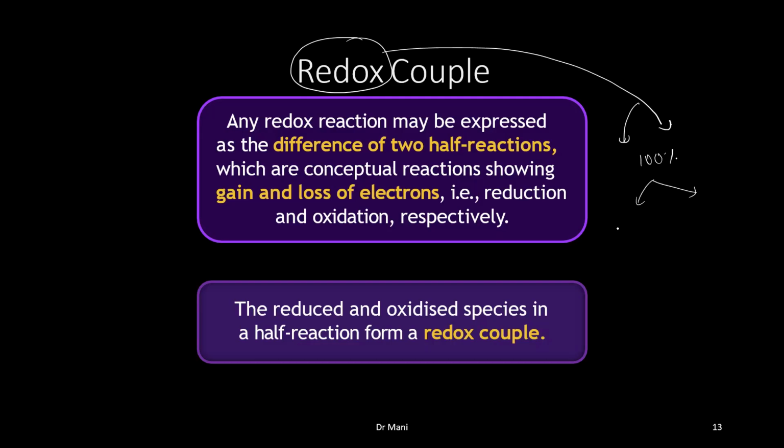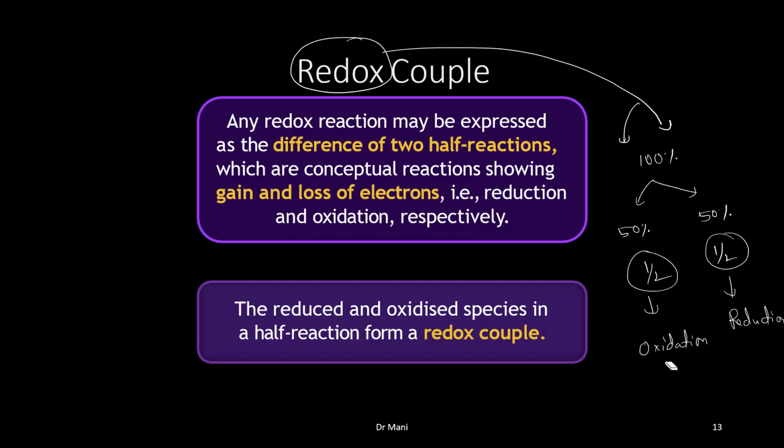A redox reaction is nothing but two different reactions, or you can say two halves of a reaction. If you say the redox reaction is 100%, it involves two things: one is 50%, the other one is 50%. One is oxidation, the other is reduction. And this oxidation and reduction, both together, is called the redox couple. The reduced and oxidized species in half reactions form a redox couple. Is that clear?